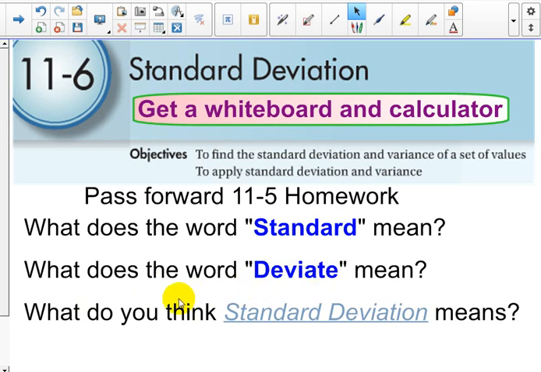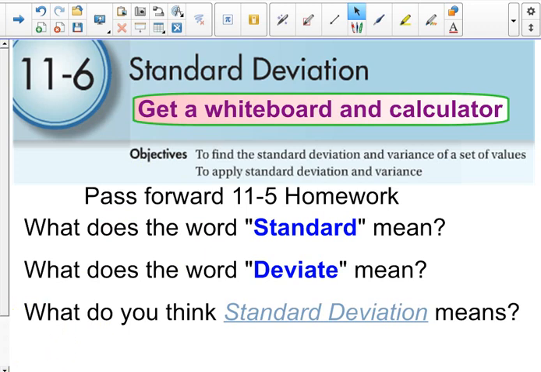How about the word deviate? Anybody know what deviate means, Ashton? To let go against the grain. So maybe to move away from the standard, to deviate. Yes, very good. So if we put those together, to say what is standard deviation, it might mean how far is something away from the standard? How far is it moving away from what is standard? And that's what we're going to talk about today.